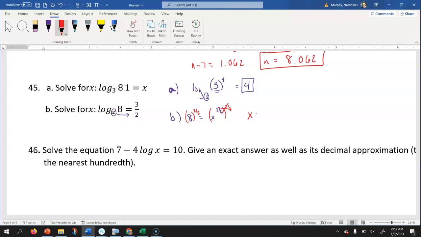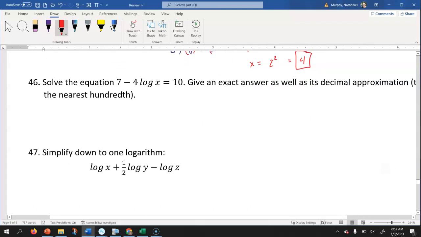So I'm going to put it on the left here. So it'll be x equals. And then to simplify what 8 to the 2/3 power would be, remember we can break that up into the root and then the power, meaning the third root of 8 would be 2. And then we'd have 2 squared, which would give us 4. So both of those parts A and B would have a solution of 4.